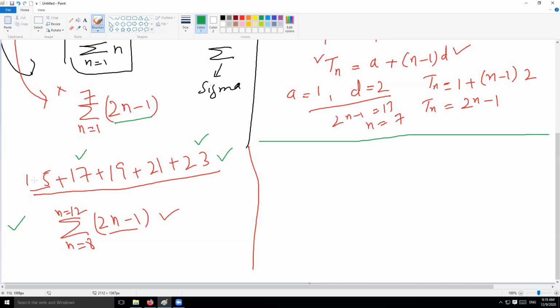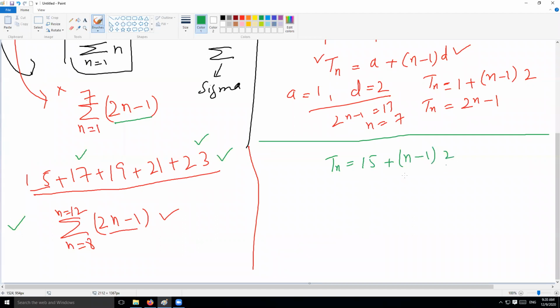So for example, if I want to start this sum from n equal to 1, then try to figure out the general term for this sequence. In order to figure out the general term, you have to say that the nth term is going to be a plus n minus 1 times d, but a is the first term, in other words, 15, plus n minus 1 times, what is the common difference?